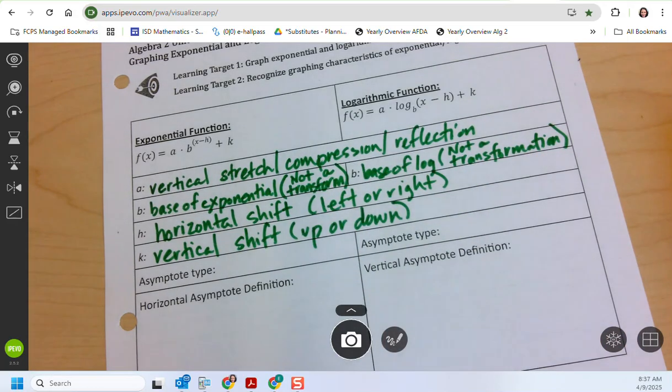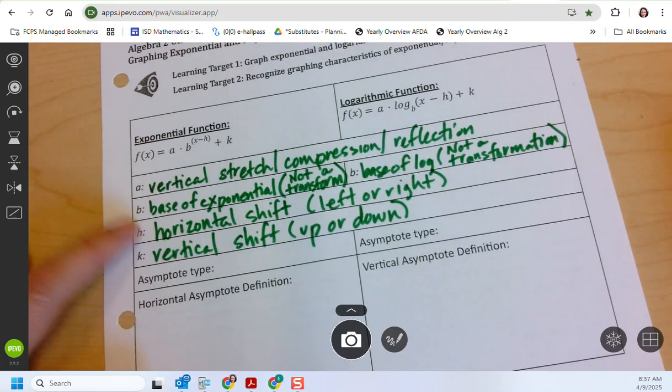Remember that the horizontal shift is the one that's always backwards of what you think. So if it says -5, it actually shifts you to the right 5. You can make a note if that helps you. For horizontal, and plus as well. Yes.